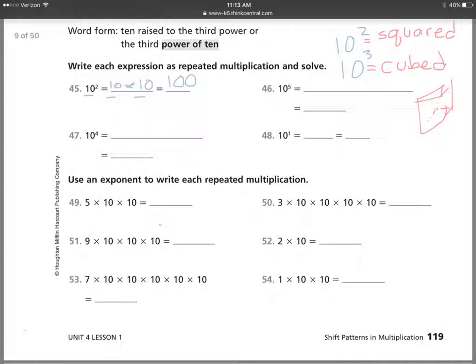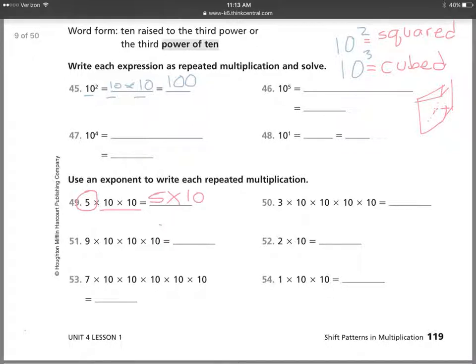I'd like you to complete 46 through 48 on your own. And then 49 through 54 is asking you to rewrite these expressions using exponents. And so I'm going to do number 49 for you. Number 49 has some repeated multiplication, 10 twice. And so we can't do anything with the 5 because it's not repeating. So we could say that it's the same thing as 5 times 10.